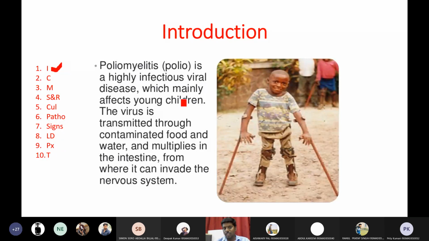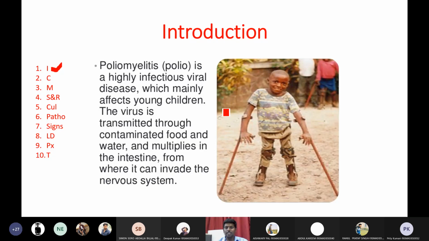Polio is a highly infectious viral disease. Usually it affects young children, and it is a fecal-oral route virus infection. That means we acquire this polio virus by eating contaminated food. First it replicates in the intestine. From the intestine, the virus goes to the target site, which is the spinal cord. This results in inflammation of the spinal cord, resulting in poliomyelitis.